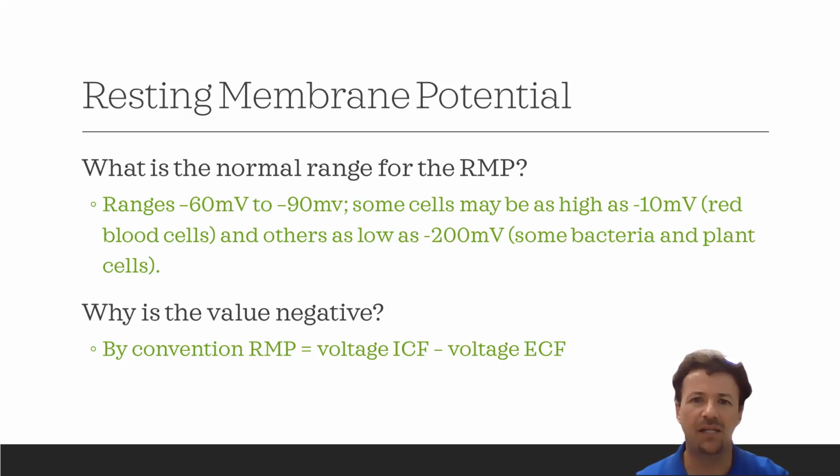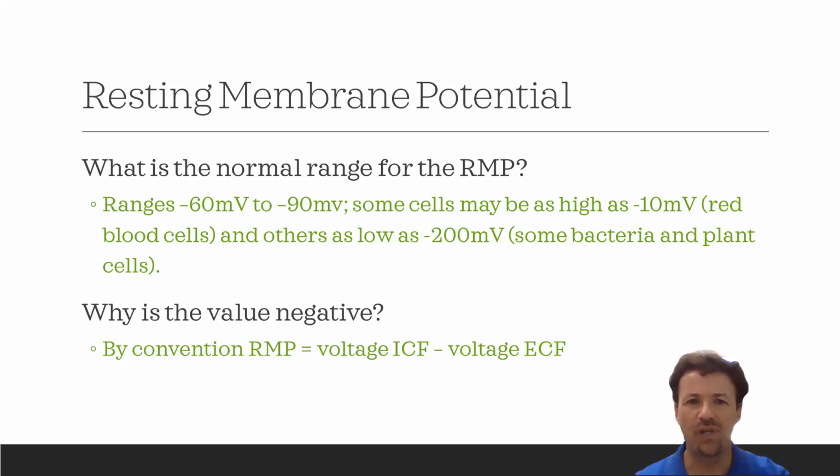But some cells, like red blood cells, have been known to have values as high as -10 millivolts. And then other cells, not so much in the human body, but certain bacteria or certain plant cells, they can have an RMP as low as -200 millivolts. But for the majority of cells in the body and the ones you will be studying, those will be muscle cells and neuronal cells. We can say the normal range is -60 to -90 millivolts.